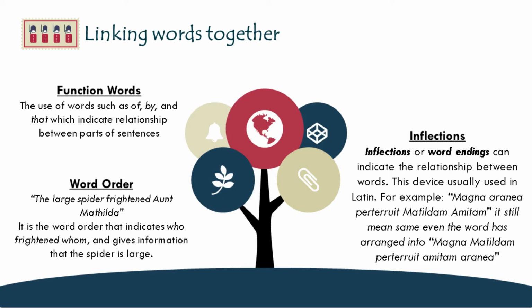Next, we would like to tell you how the words are linked. There are some devices used to link the words. First is word order. This device is commonly used in English. It is the word order that indicates who frightens whom and gives information that the spider is large. For example, as stated on the graphic, the large spider frightened Aunt Matilda. Second is inflection. Inflections or word endings can indicate the relationship between words. This device is rarely used in English. And the last is function words. The use of words like of, by, and that. They indicate relationships between parts of sentences.